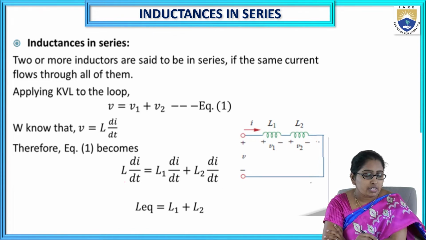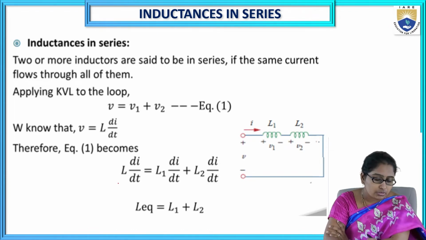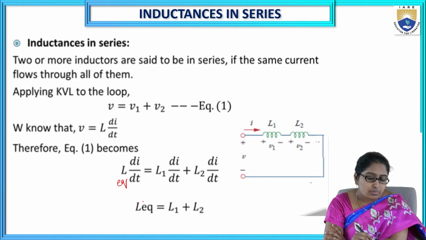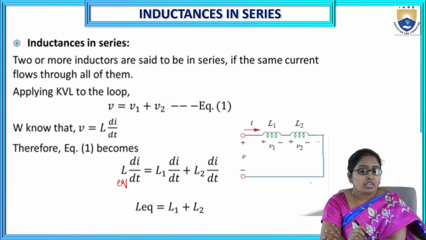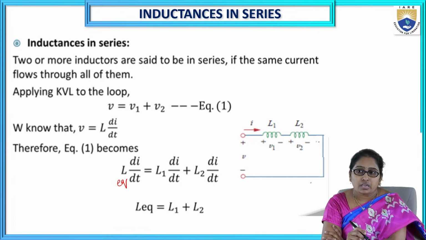And on the other side, what is V? That is the supply voltage, which is given by the total L of the circuit, L equivalent, into dI by dt. So on both sides dI by dt gets cancelled. We have L equivalent given by simply the sum of the two inductors, L1 plus L2. So when inductances are connected in series, the equivalent inductance is simply the sum of all the inductances connected in series.